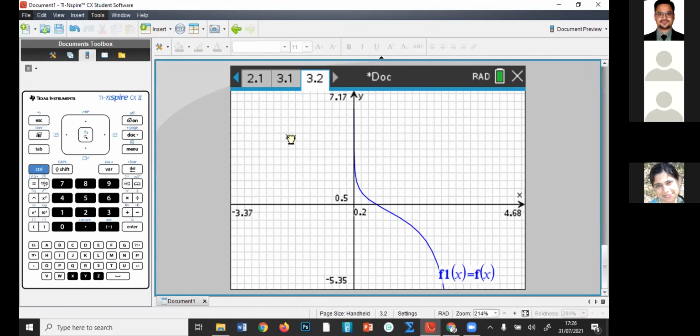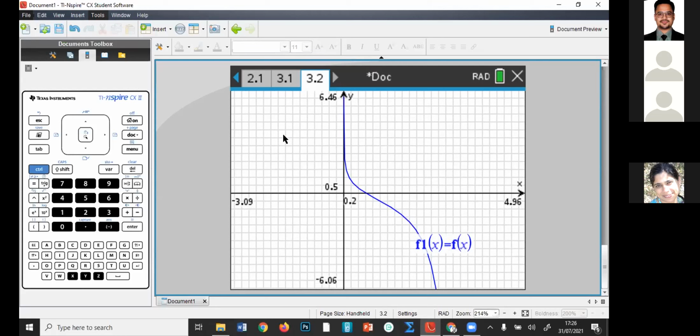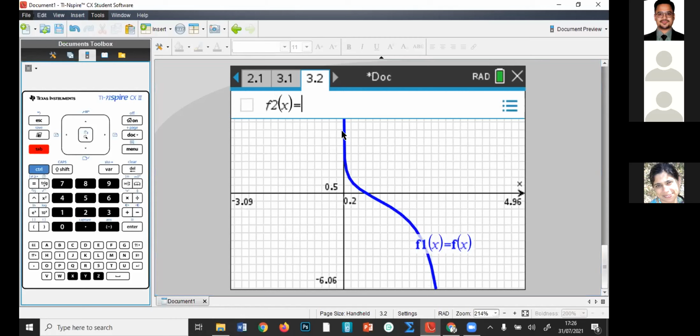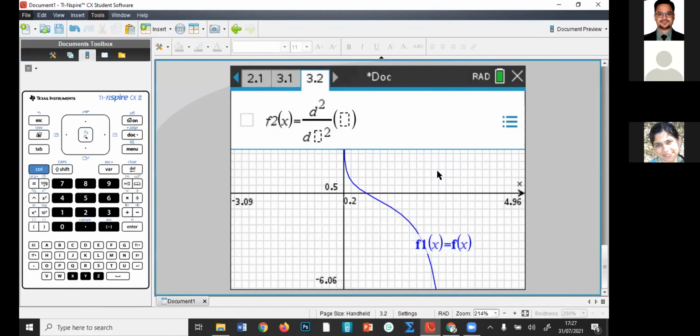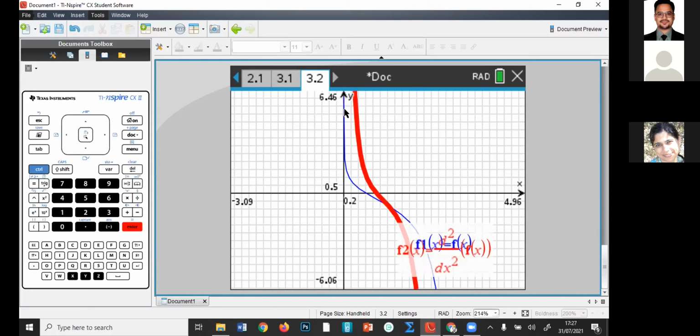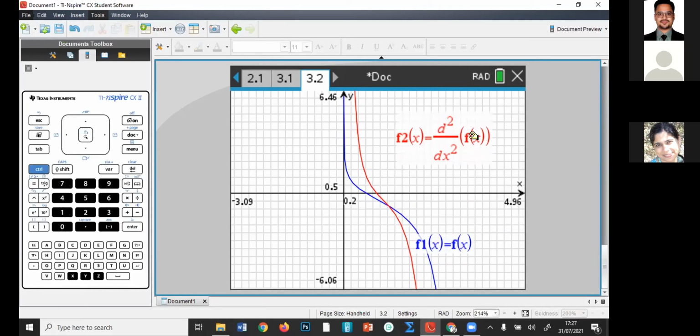So now we are looking at the point of inflection. Point of inflection means second derivative should be 0. So there are two ways. Either you find the first derivative, then find the second derivative, manually put it equal to 0, find the value of x. Otherwise, what we can do is we can draw the second derivative of this function. How do we do this? We use the template, which is right here. Second derivative, this one, second derivative of fx, and enter. So the red one is second derivative of the blue one.